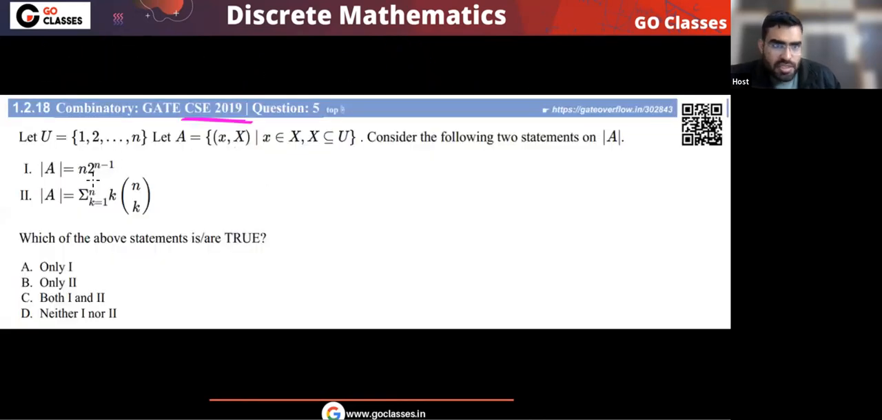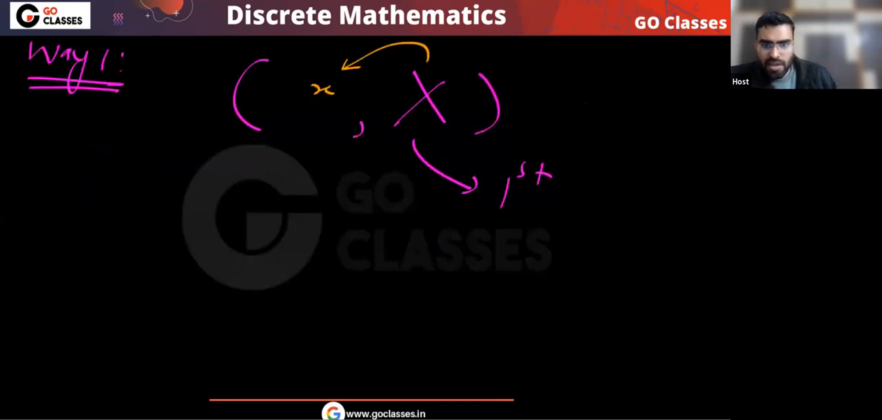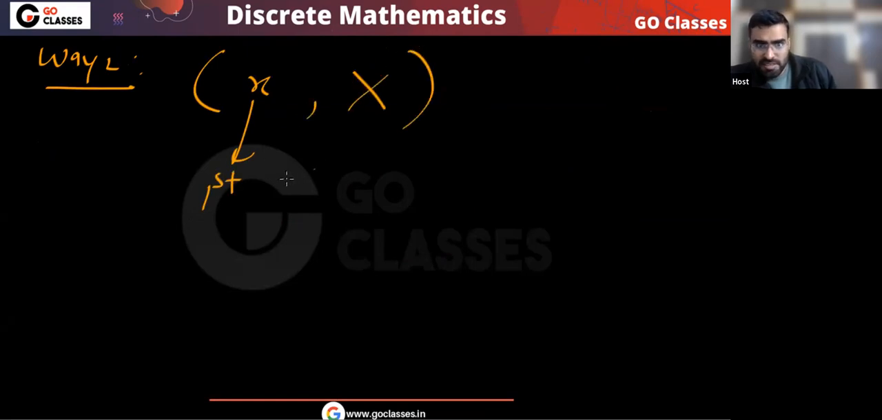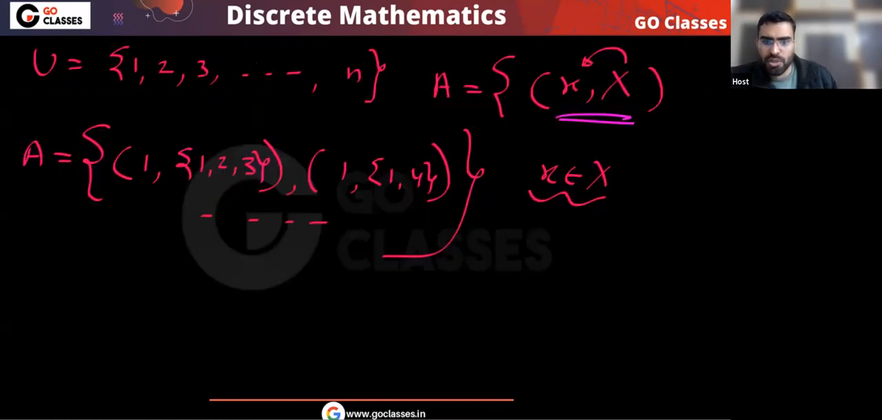Or what you can do, see here, is another way, way number two. Way two is first you select this element, and then you make the subset. First you select this, then you include it here, and this is second. Yes or no? So these are the two ways of thinking.